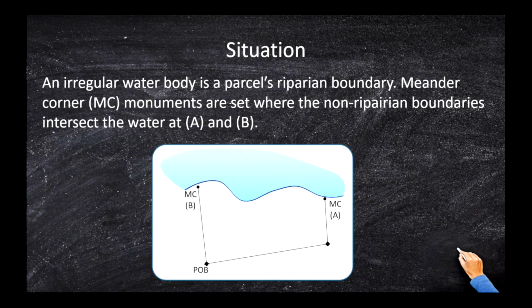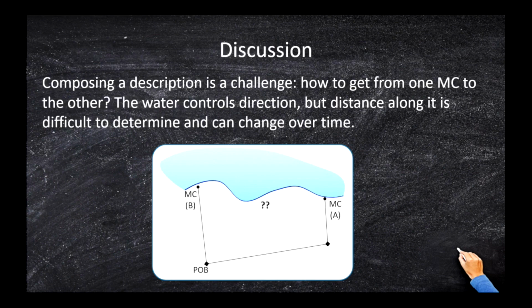Here's our situation. We have a parcel with 3 straight sides and a riparian boundary. Where the east and west lines intersect the body of water, we place meander corners at points A and B. If we want to write a metes and bounds description for this parcel and include an area call, we've got a bit of a dilemma.